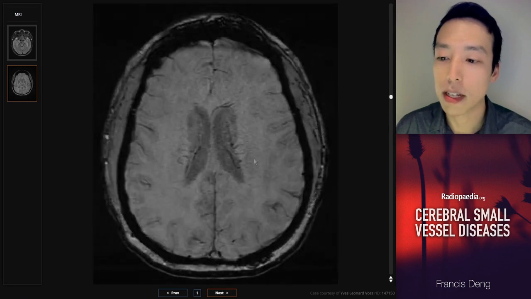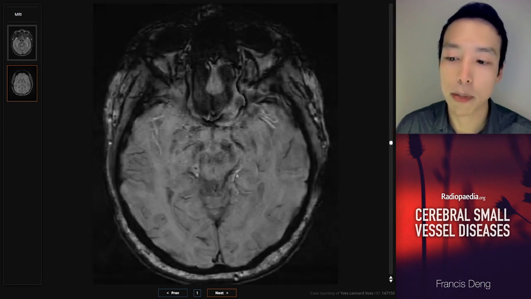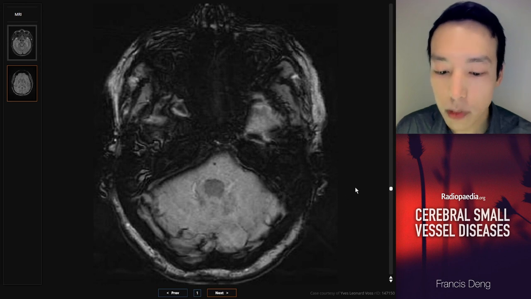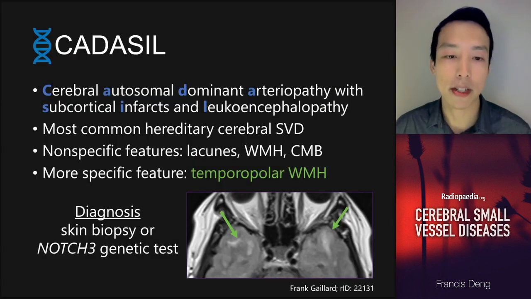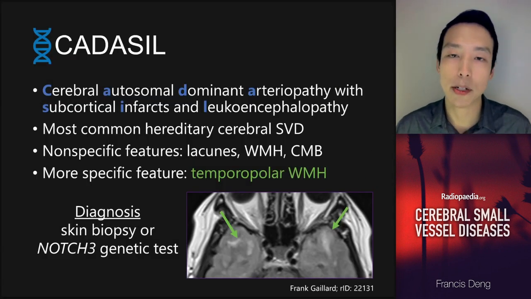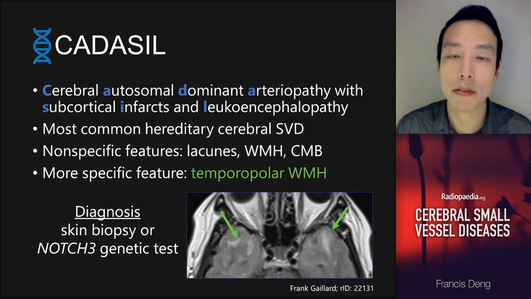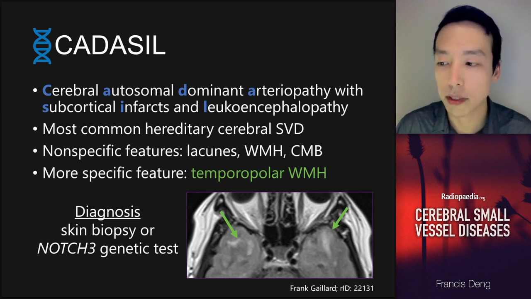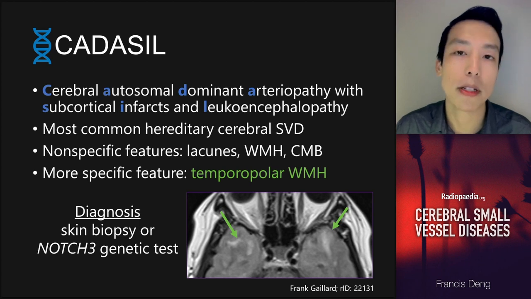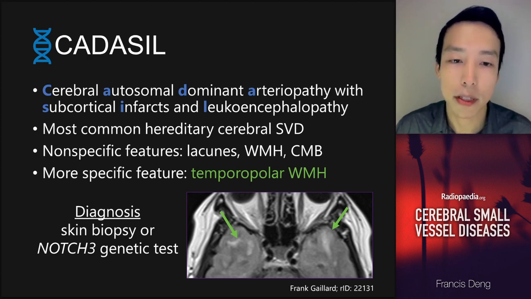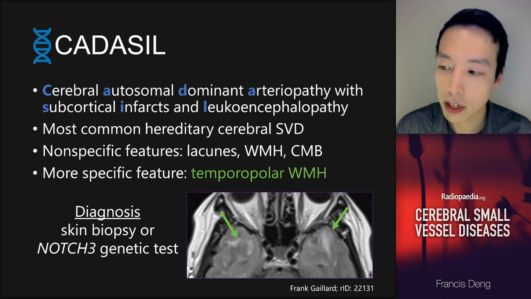We can also note that on SWI, there are a number of deep cerebral microbleeds involving the thalami and the brainstem as well. This turned out to be a case of CADASIL. So CADASIL is an acronym for cerebral autosomal dominant arteriopathy with subcortical infarcts and leukoencephalopathy. It is the most common hereditary cerebral small vessel disease. There are a number of others, but they're less common than CADASIL.